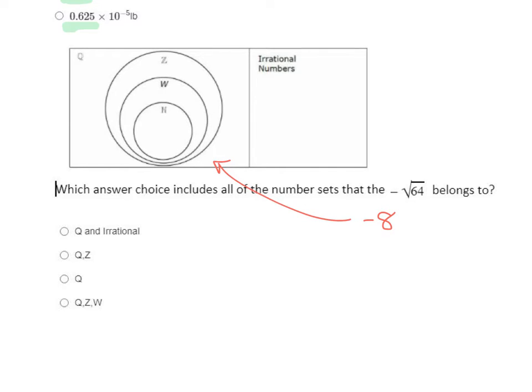Well, N stands for my counting numbers, so it's not in that section. Whole is my counting numbers and 0. Integers are my counting numbers, 0, and their opposites. So this is where the number negative 8 would start. And so if it starts in the integers, it is also considered a rational. So that would be the answer choice that was Q and Z.